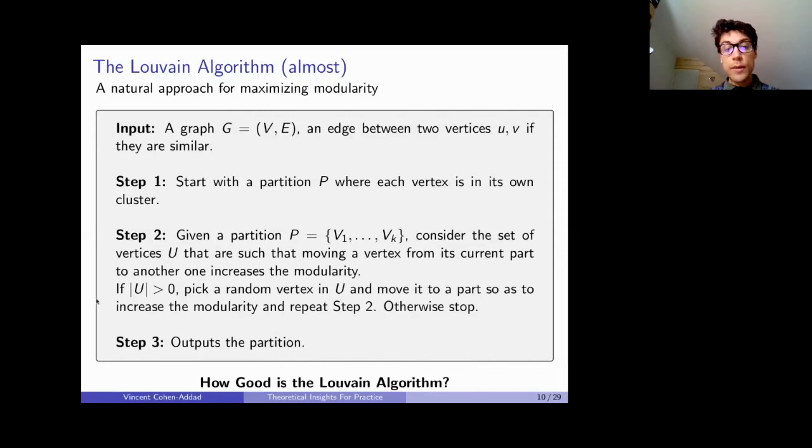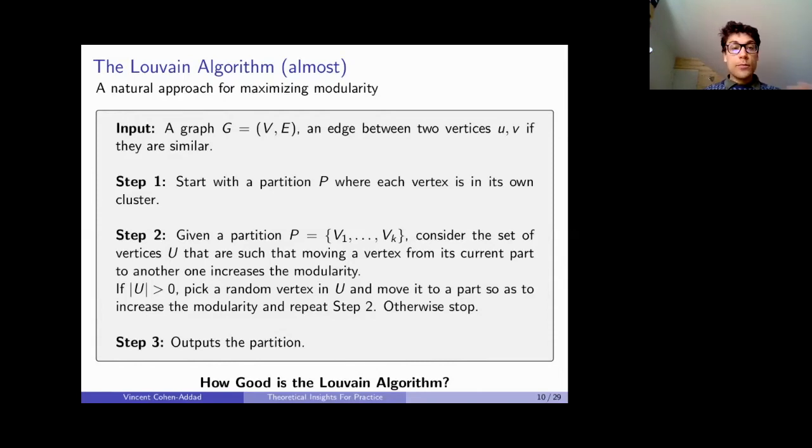Maybe you need to randomize it a little bit. What people do in practice as well is that if you have many possible vertices that would move to some part and increase modularity, then you pick one at random, you do it, and then you repeat. And when you can't increase anymore, and you're in a local optimum in terms of modularity, then you output this clustering. That's your solution. The real Louvain algorithm does some little extra steps to repeat this process and try to avoid some local optima, but let's not go too much into that.